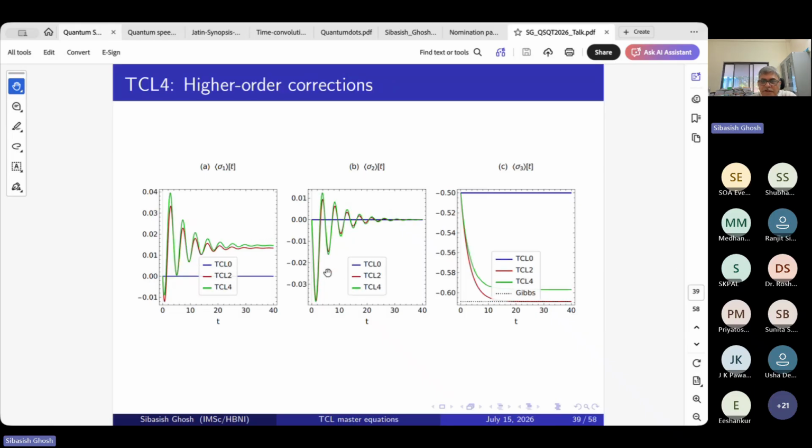Now if you look at TCL4, the green one is for TCL4. You have a bit more oscillation in sigma x of t. TCL2 is the red one, and TCL0 is this straight line. You see that the green one is a little bit more oscillating, and here also it is approaching some equilibrium value, but higher than those for TCL2. So the question is which one is more correct.